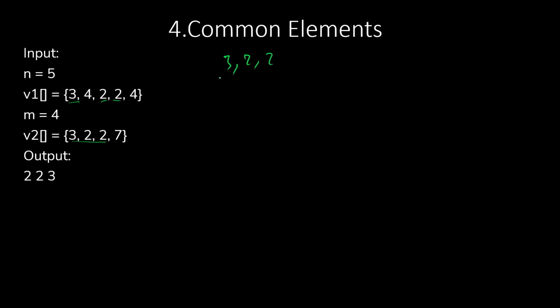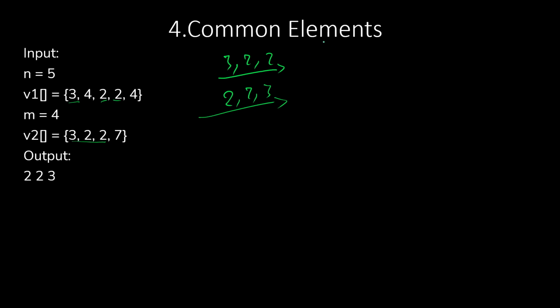But in ascending order. We cannot simply take the common elements and add them to a list. We have to take the common elements and sort them. In that way we get 2, 2, 3 as the answer, and this will be our final output. I hope you have understood the basic meaning of common elements here.